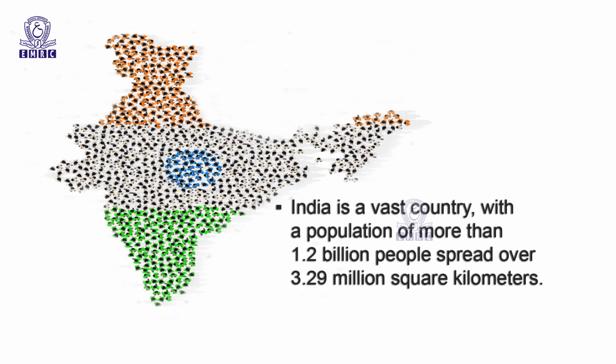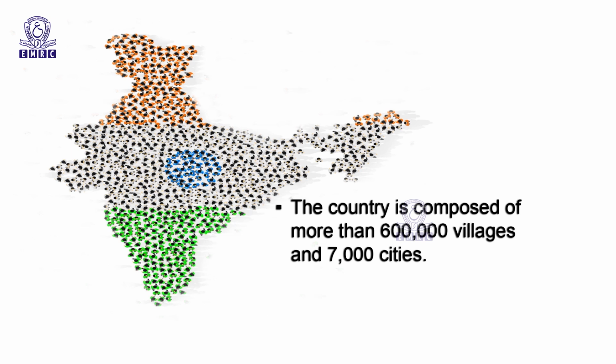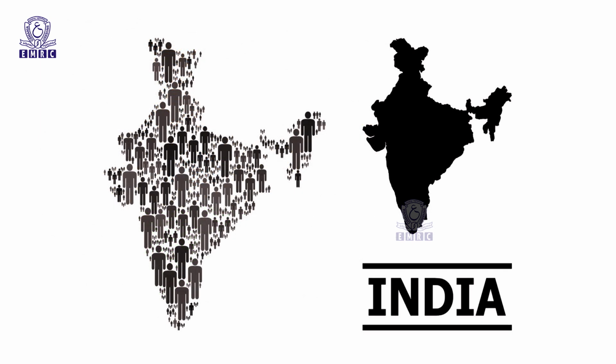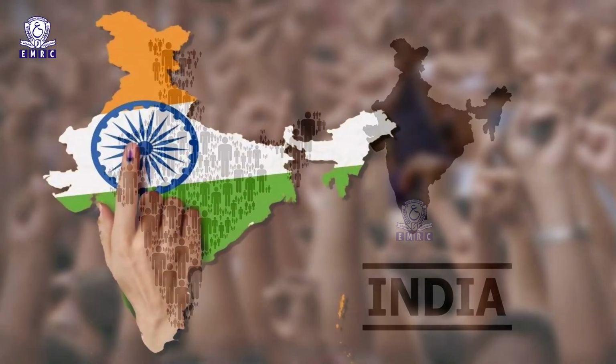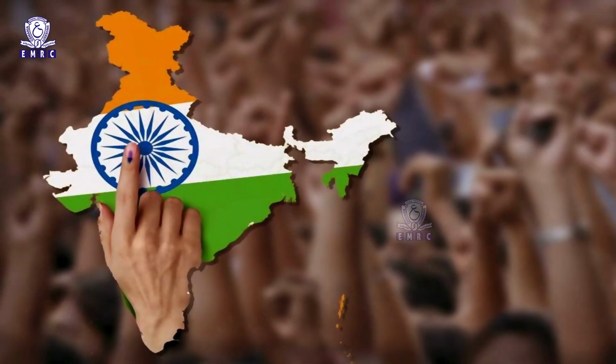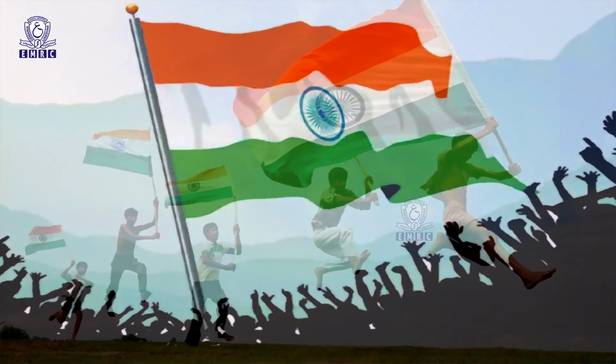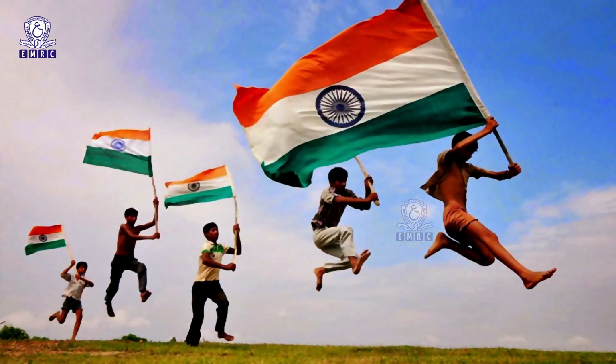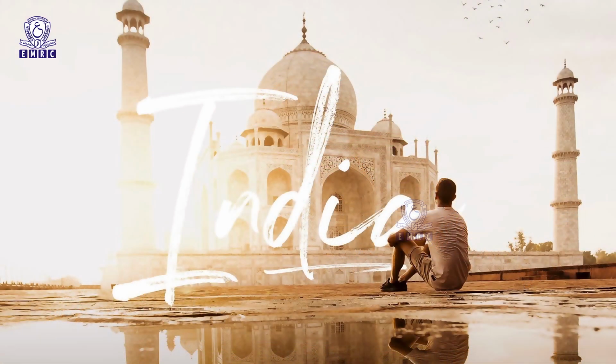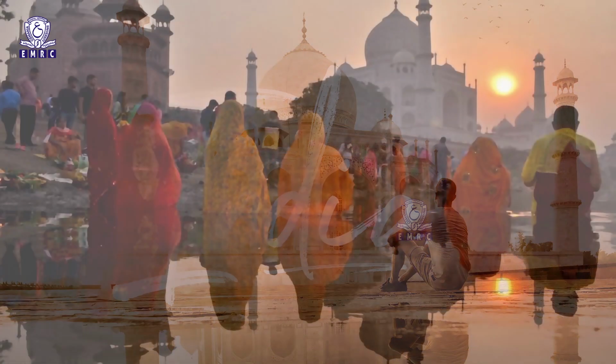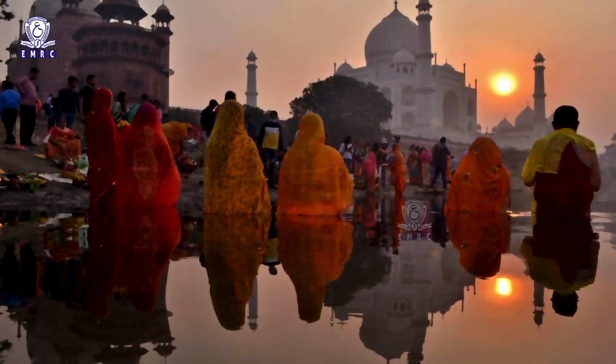India is a vast country with a population of more than 1.2 billion people spread over 3.29 million square kilometers. The country is composed of more than 6 lakh villages and 7,000 cities and features a varied geography with a rapidly changing and complex socio-economic character. As a democracy, India is constantly dealing with ways and means to comprehend social and economic challenges and bring a good quality of life to all its citizens, aiming to bridge the wide disparity in economic and social character.